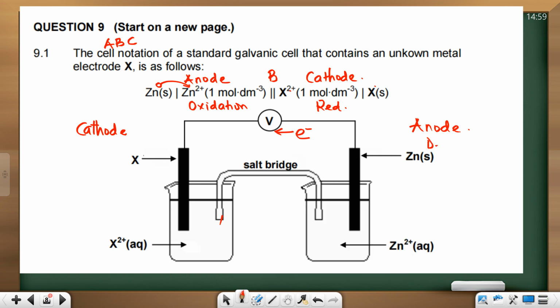Anode will decrease in size. I think we did a question like that some time ago. While the cathode will increase in size.